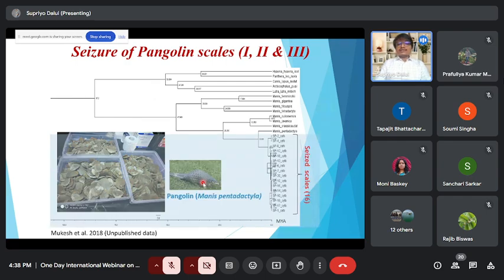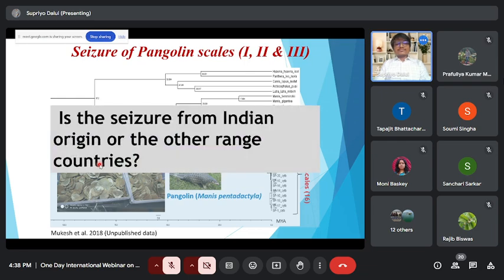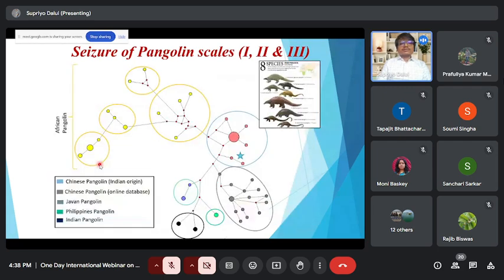Based on genetic analysis, we identified that this particular seizure belongs to Manis pentadactyla, that is the Chinese pangolin. Chinese pangolin, we know, is basically from the northeast part of India. Only there they have this population, and this seizure also came from New Jalpaiguri. So there is a high chance that these individuals were killed in the northeast part of India. It is also possible that these individuals are from outside of India, but for that we need geographic samples of the species from different parts of the world, which we don't have. But for this, we have concluded that this was Chinese pangolin and from the northeast part of India.